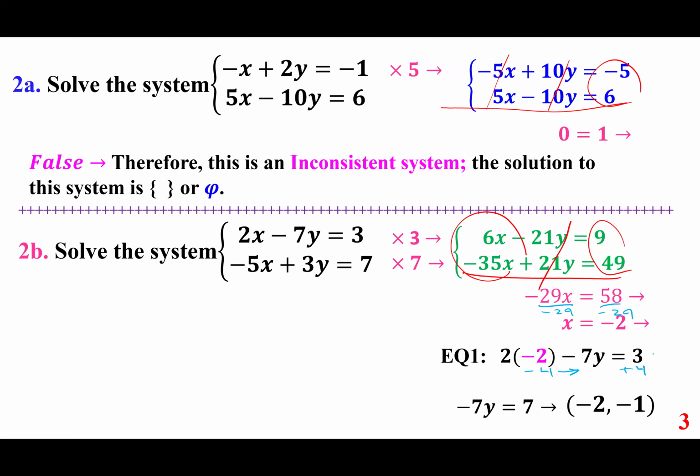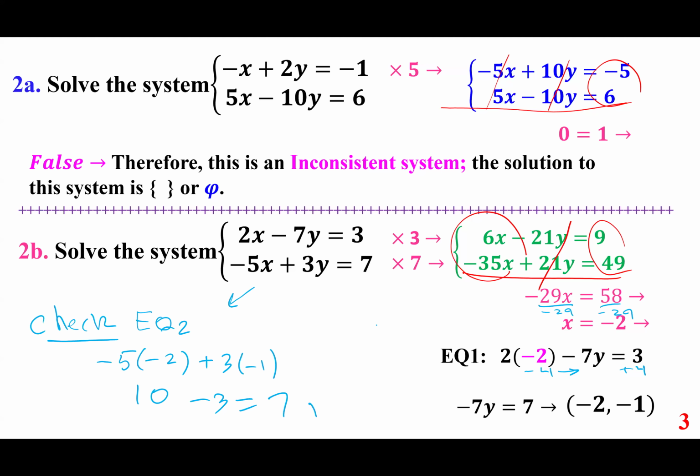You must check. How do you check? You've already used equation 1. You must use equation 2 to check. So minus 5 times x, negative 2, plus 3 times y, negative 1. This is 10 minus 3 equals 7. Checks. And it took me a split second to show that. And that's the idea. You must always check.